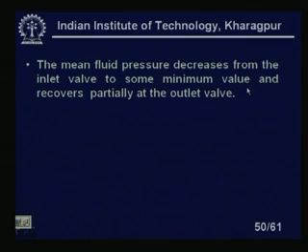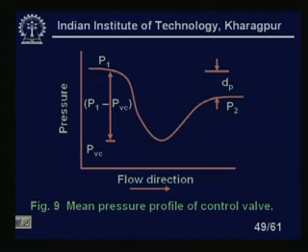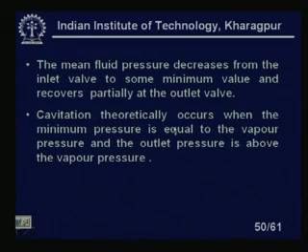This means the fluid pressure decreases from the inlet of the valve to some minimum value and recovers partially. This is the minimum value, PVC. So, this is P1, and P1 minus PVC is this much. This is the minimum value of the pressure in the control valve. Cavitation theoretically occurs when the minimum pressure is equal to the vapor pressure and the outlet pressure is above the vapor pressure.